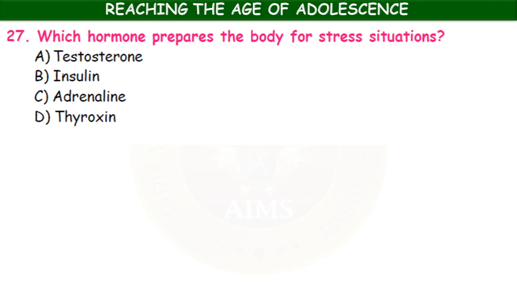Which hormone prepares the body for stress situations? Testosterone, insulin, adrenaline, thyroxine. Which hormone prepares the body for stress situations? It is adrenaline.